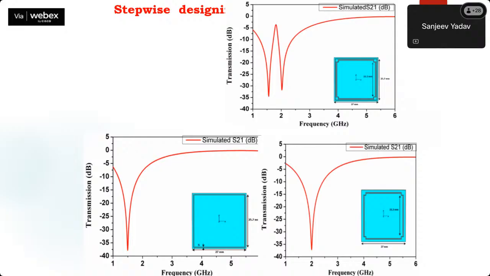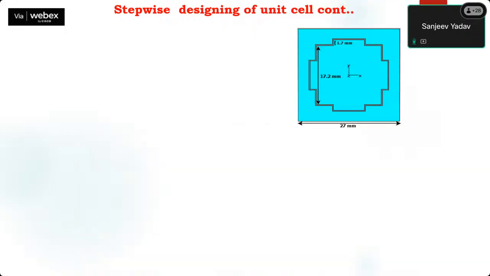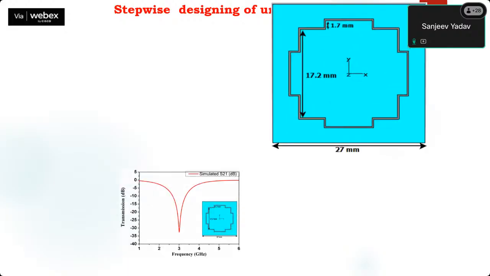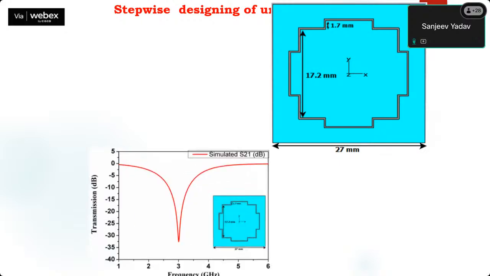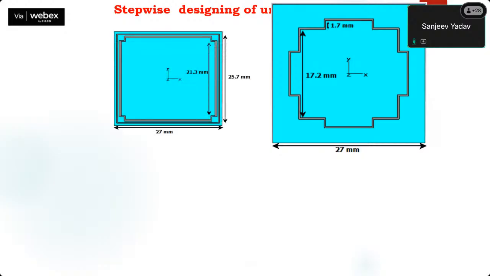Now these two bands are being combined. Then one more ring, that is the altered ring you have seen, we have simulated that. Again, we are getting 3 gigahertz. Now, initially there were 2 rings. Now we are combining those 2 previous rings with this ring.